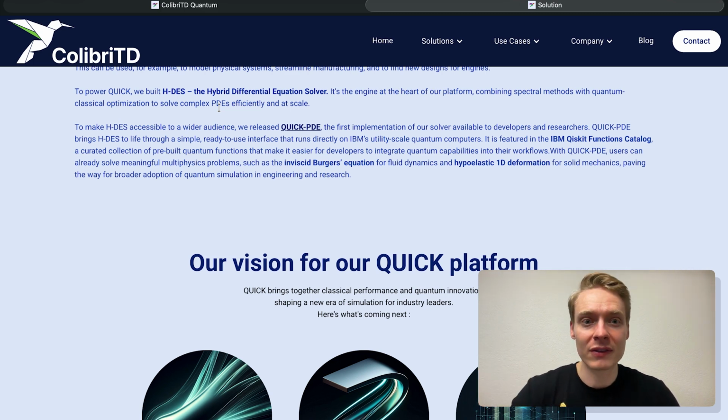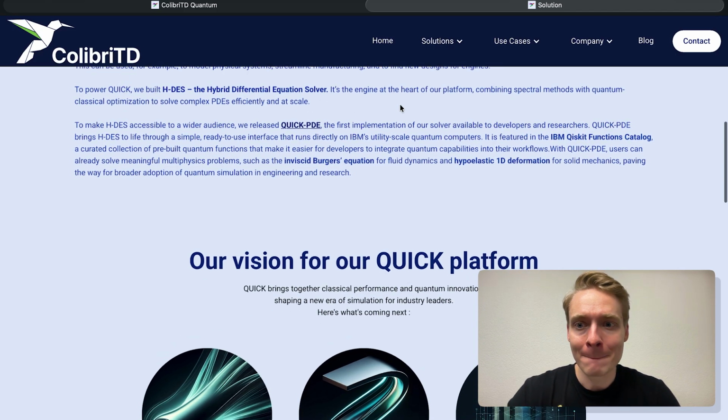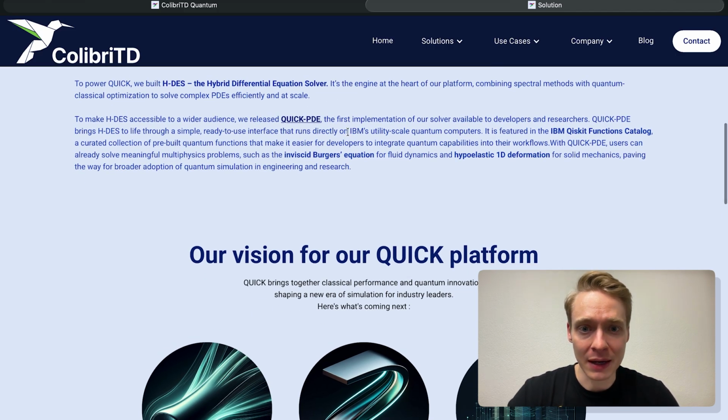Partial differential equations are typically a type, a category, a family of differential equations that you find in physics-related problems or in physics descriptions, like in what nature actually does, right? And then these spectral methods here, they are basically a way of solving, I would say, these equations. So combining spectral methods with quantum classical optimization to solve these differential equations at scale. And that's basically what this PED is doing.